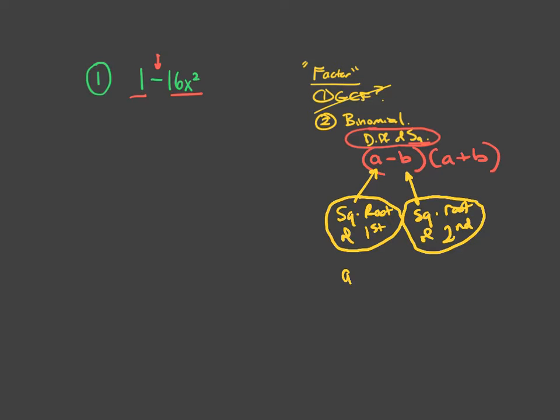So a in this case, the square root of 1 is just 1. B is the square root of the second term. Square root of 16 is going to be 4. The square root of x squared is x. These are the things that can be squared to make that number. So 4, if you squared it, would make 16. X, if you squared it, would make x squared. And as long as you can label what a is, as long as you can label what b is, you're just going to plug those in. So we're saying a minus b, and then a plus b.